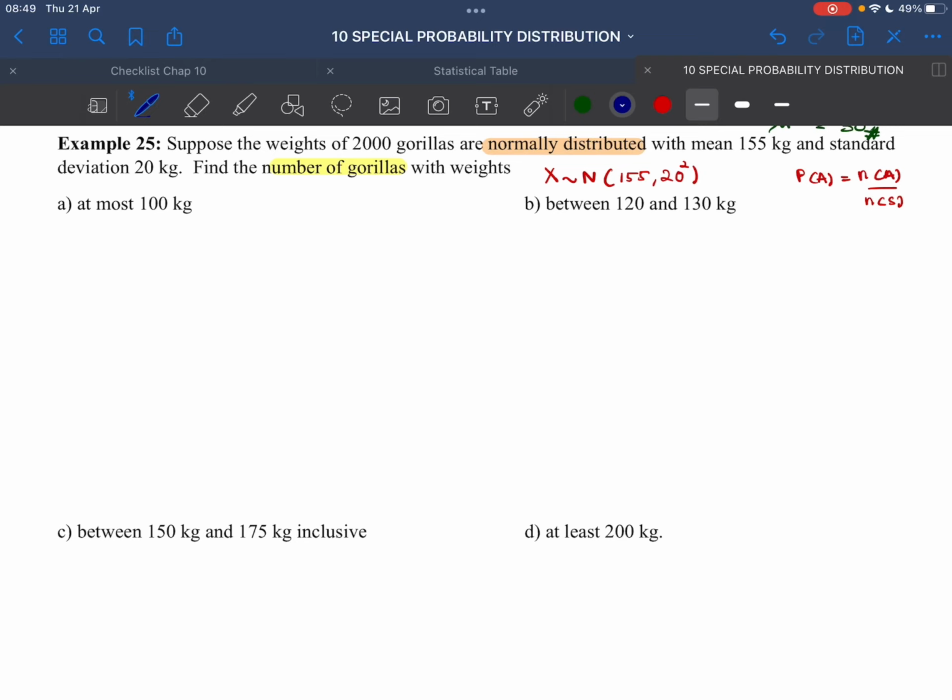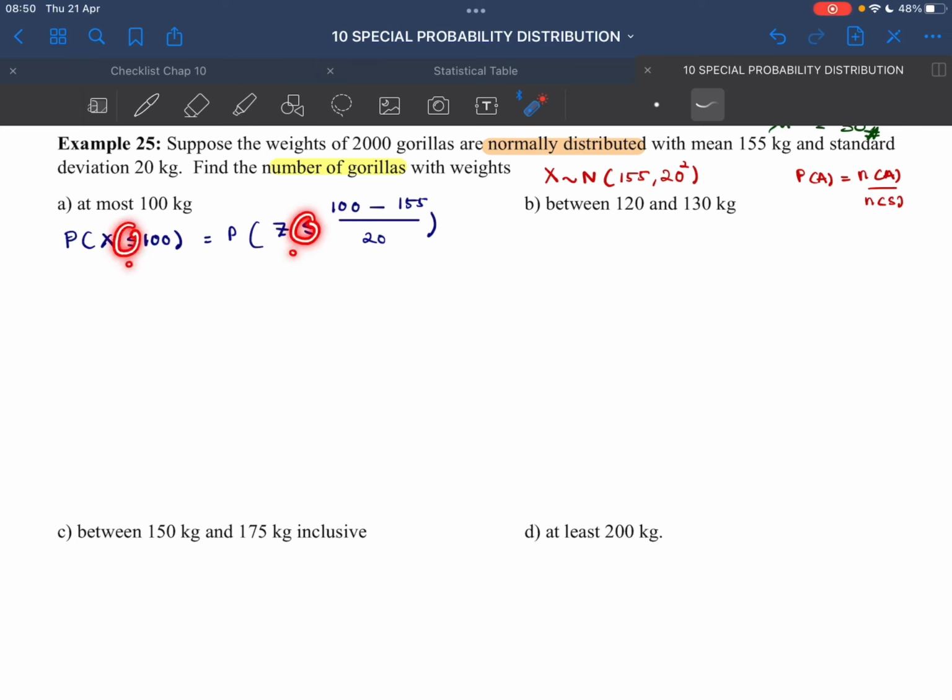Okay, so the first question asks to find the number of gorillas with weight at most 100 kg. So first we have to find the probability. So we have P(X at most, less than or equal to 100). But this is normal distribution. Your X, we have to change to standard normal distribution. So here we'll be using the formula Z less than or equal to (X minus mu), where mu is 155, over the standard deviation, which is 20. So this one you just follow the question.